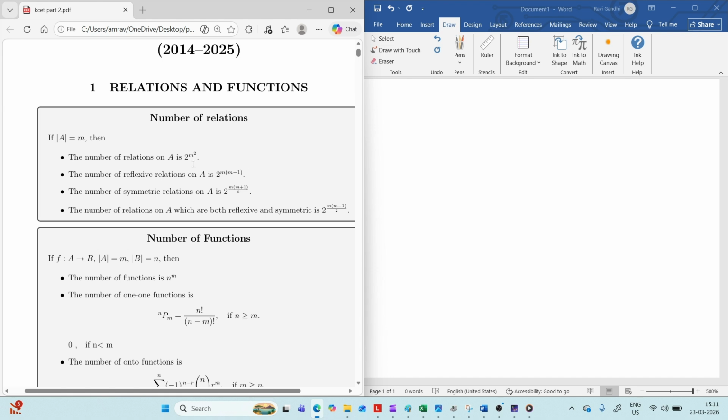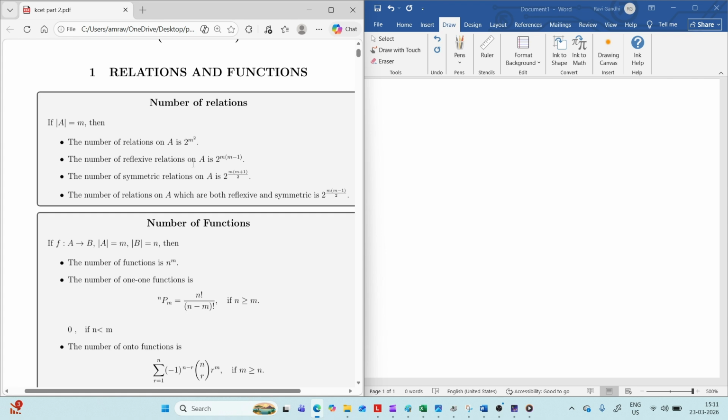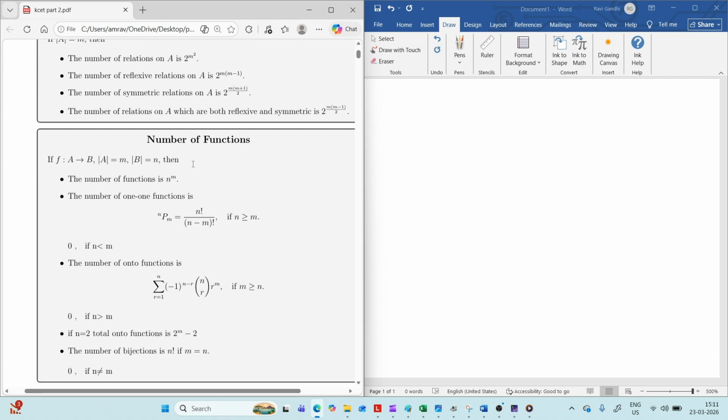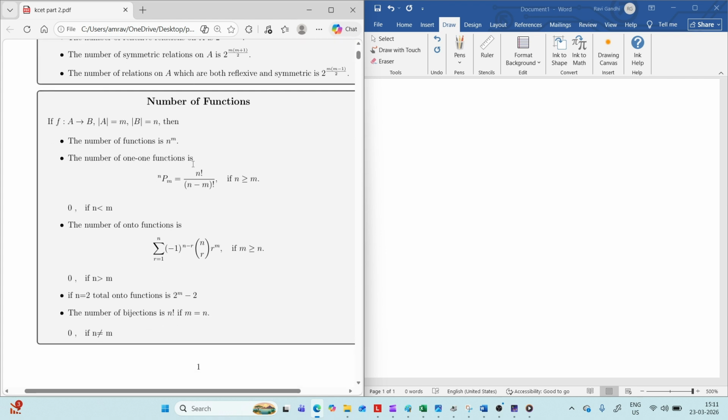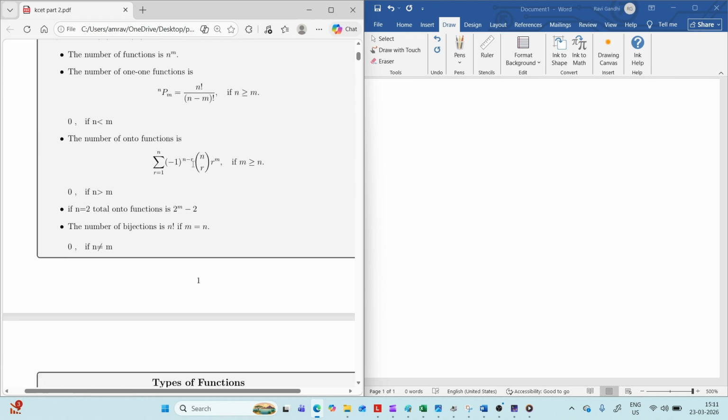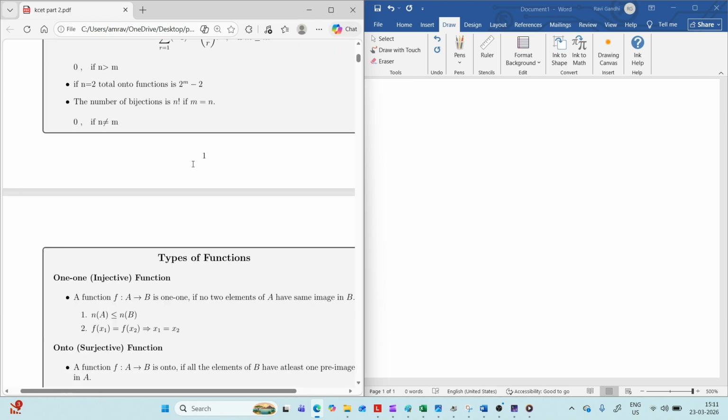So you can make a note of all these formulas, and as already said, write all the formulas in one place, like short notes, so that you can make use of these formulas whenever required in the question.